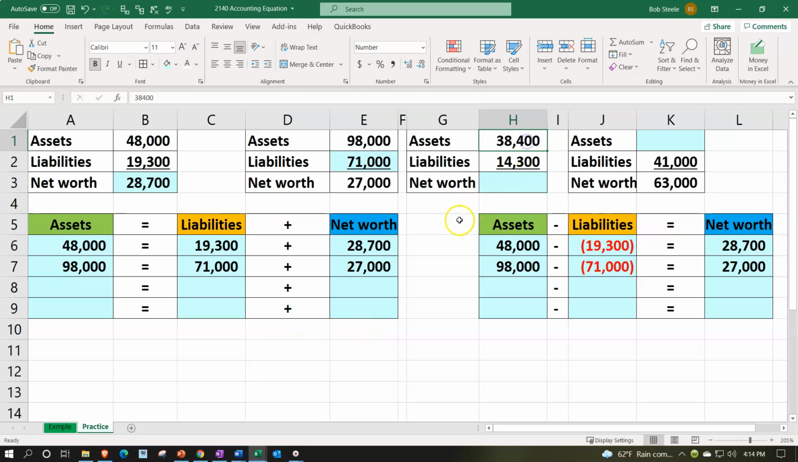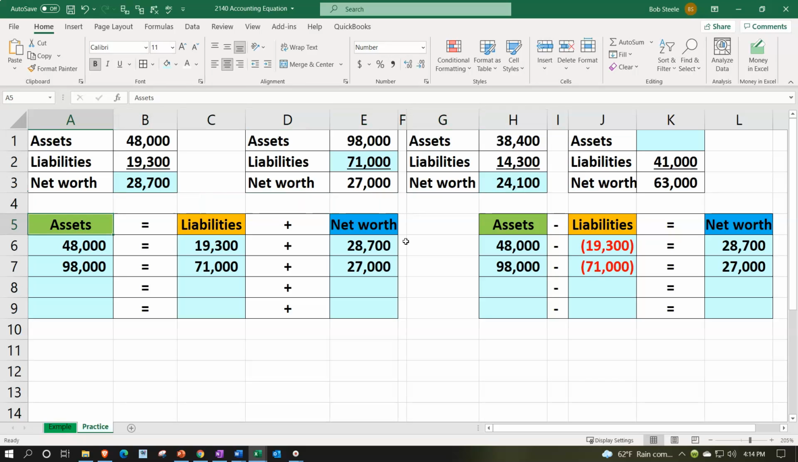This one, if they give us, once again, the assets and the liability, this would be the most common way that you would construct something. If you had the assets and liabilities, I would list them out vertically. Assets minus liabilities equals the net worth. You have your little mini balance sheet right here. And so you just say, this is going to be the 38,400 minus that. That's going to be the 24,100.